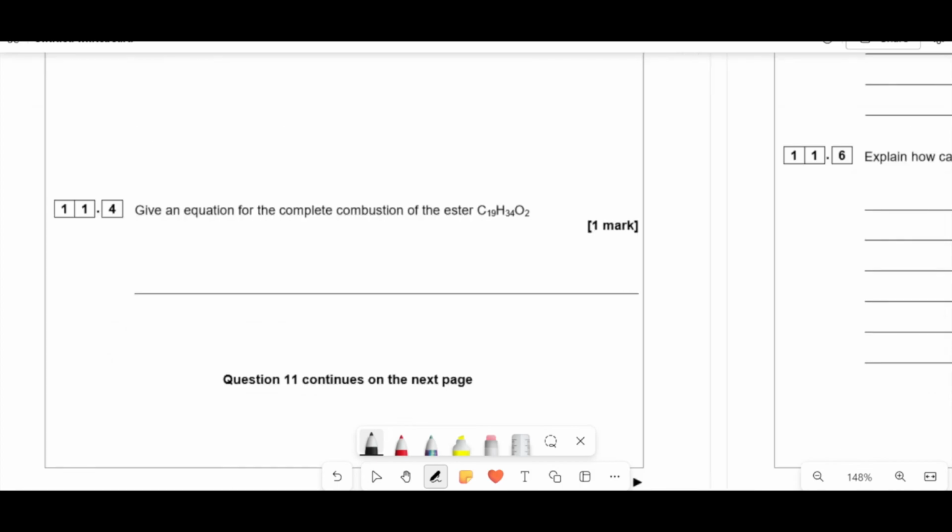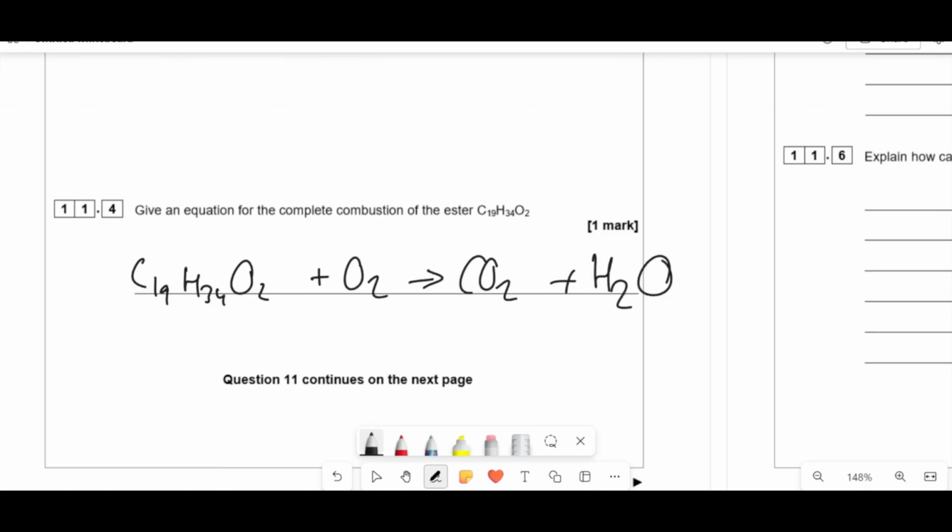Then it says, give an equation for the complete combustion of this. So we're going to do C19H34O2. We know we're going to add the O2. We're going to make CO2 and H2O. Start by putting what you know in first, then add the extras in. So we know that the C19, so we're going to make 19 CO2. We know there's 34 H's, so we're going to end up with 17 H2Os, right?